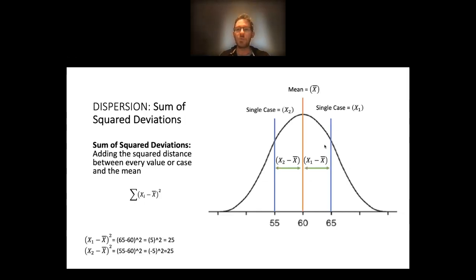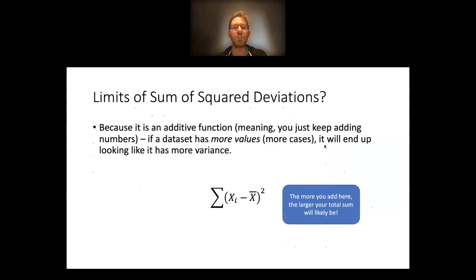So in this case, we do the same thing. We square the deviation. So we have 5 squared and negative 5 squared, which both equal 25. You add up every single case's squared deviation, and then you get your final sum of squared deviations. There is a little bit of a problem with that, because since it's an additive function and every value is going to be positive, if you have a really large data set, with more cases, more values, it will end up looking like it has a bigger dispersion.